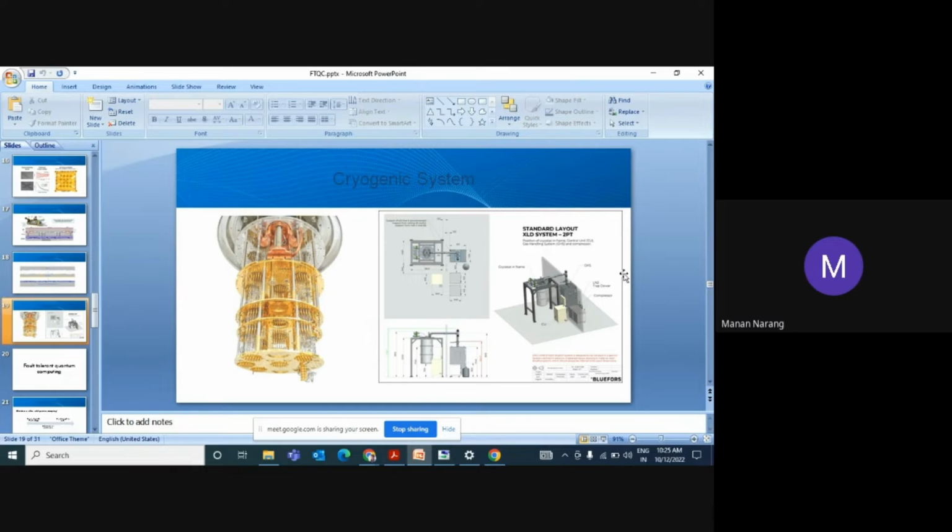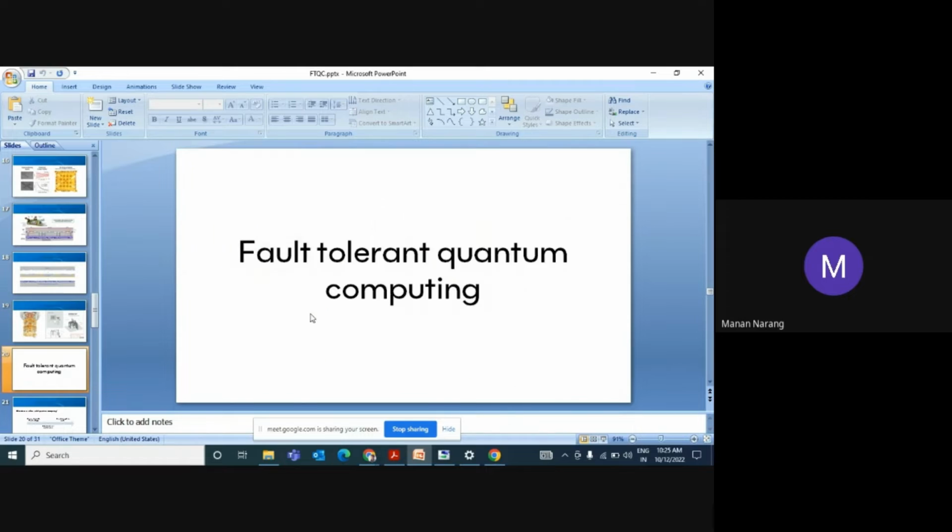Apart from that, then we have the cryogenic system. These systems cost about $1 to $2 million, and this is how they are kept. So we have a dilution refrigerator, that is what it is called, and then we have the gas pumping over there, the compressor, and all that stuff.